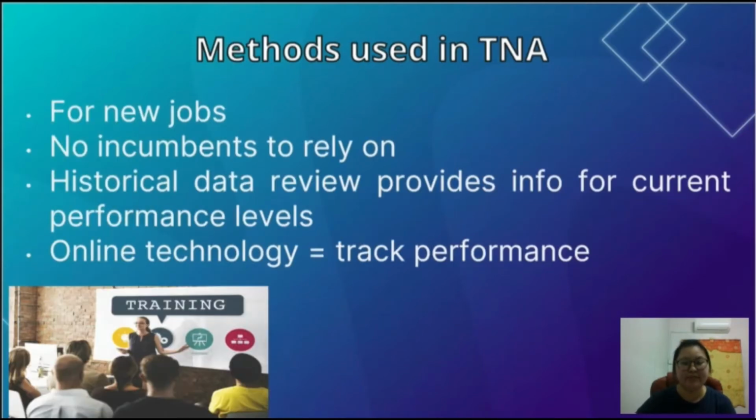For the methods used in TNA, document review is for newly created jobs, where trainers often do not have job incumbents to rely on for this information. Historical data review provides information regarding current performance level. And the last one is online technology, which is available to monitor and track employees' performance.